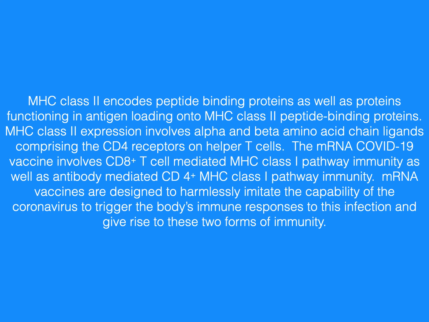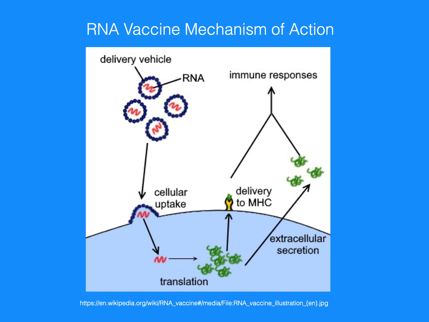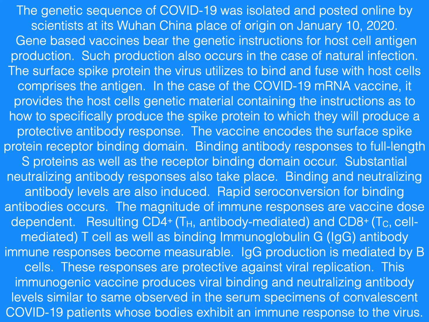mRNA vaccines are designed to harmlessly imitate the capability of the coronavirus to trigger the body's immune responses to this infection and give rise to these 2 forms of immunity. RNA vaccine mechanism of action illustration. The genetic sequence of COVID-19 was isolated and posted online by scientists at its Wuhan, China place of origin on January 10, 2020.